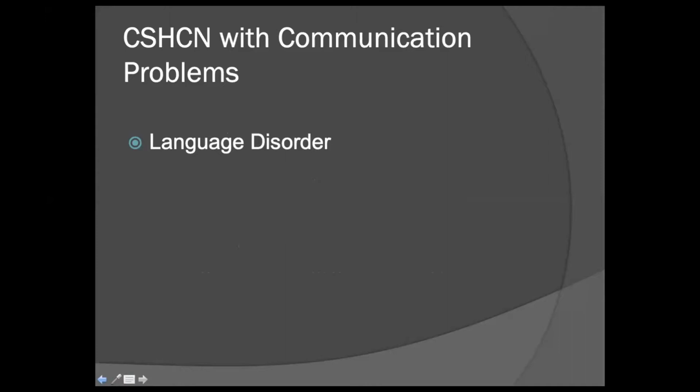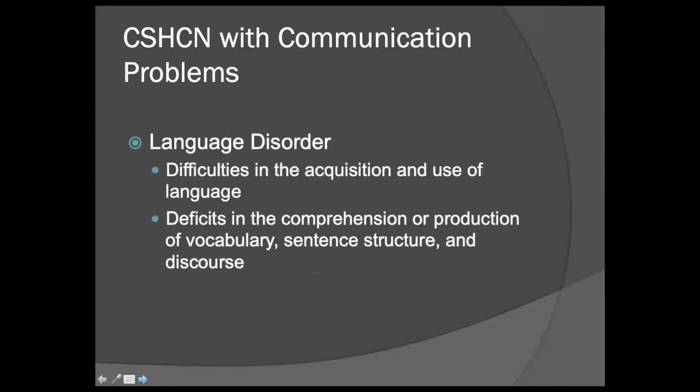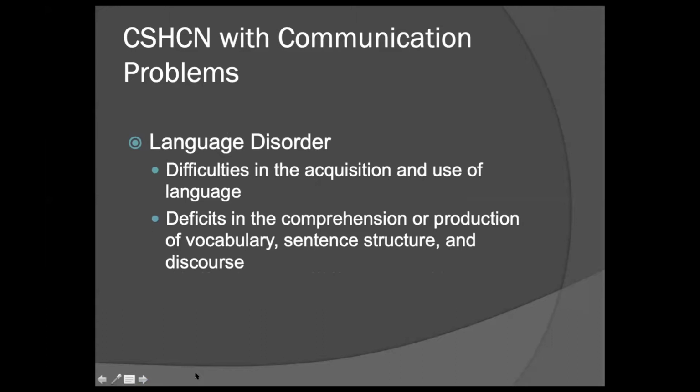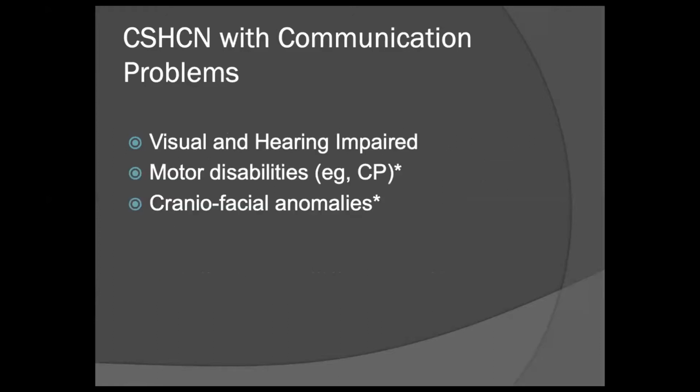Okay. The next group are those children with language disorder. Language disorder is characterized by difficulties in the acquisition and use of language. There are deficits in the comprehension or production of vocabulary, sentence structure, and discourse. However, language disorder is not associated with intellectual disability. The other groups of children with special healthcare needs with communication problems include those with visual and hearing impairments, those with motor disabilities, and those with craniofacial anomalies. The last two groups, motor disabilities and craniofacial anomalies, are often associated with intellectual disability as well.